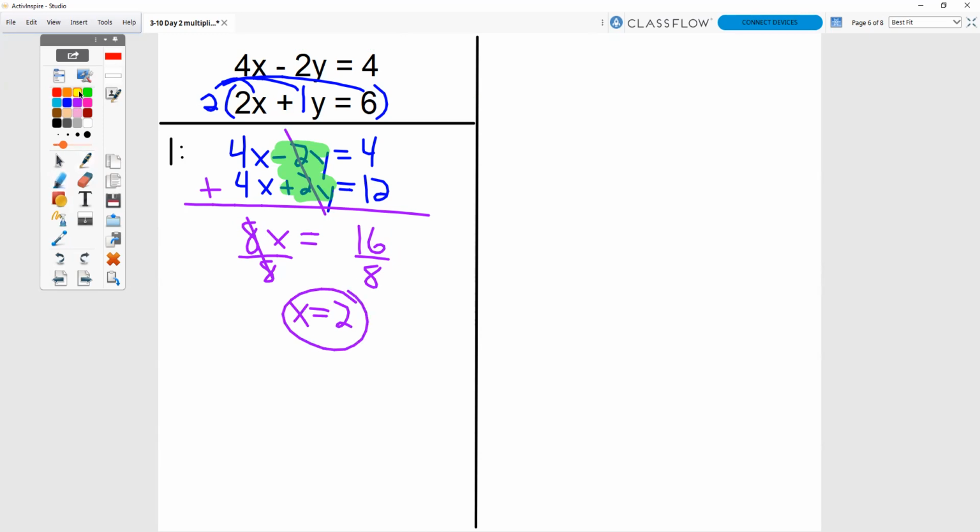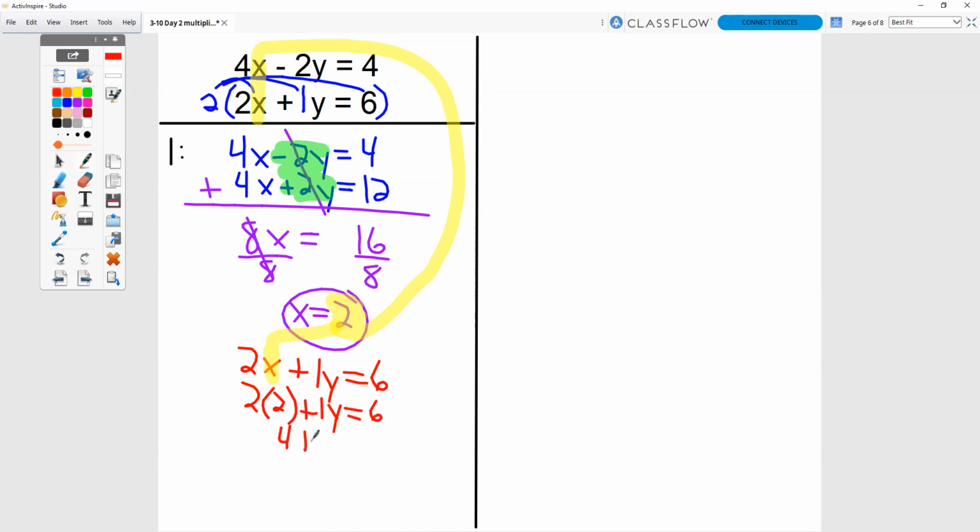We now want to take that x equals 2 and sub it into the x spot. I think the easier equation is the one with the 1. So that's the one that I'm going to sub it into. So I'm going to sub it into 2x plus 1y equals 6. I'm going to take that 2 and sub it in for x. So 2 times 2 plus 1y equals 6. 4 plus 1y equals 6.